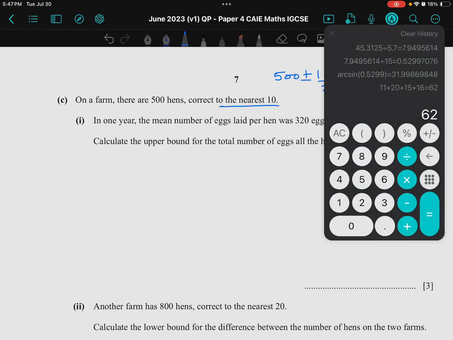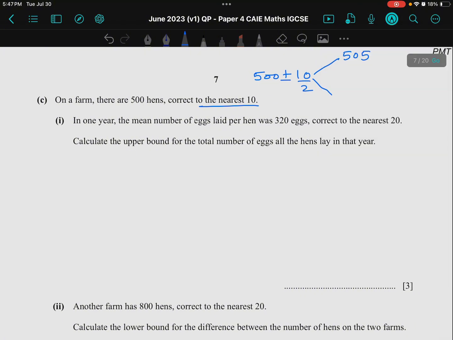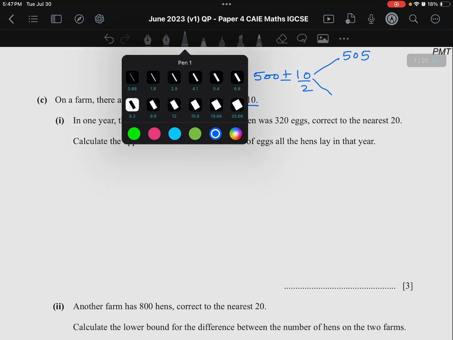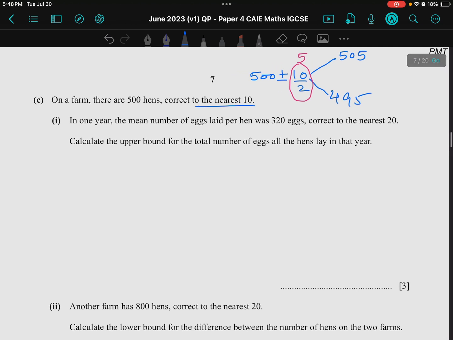And 500 minus 10 is what? Let me use the calculator. It is 500 plus minus 10 upon 2. Oh, we can do it very easily. 10 upon 2 is what? 10 upon 2 is 5. So 500 plus 5, 505, and 500 minus 5 will give me 495.